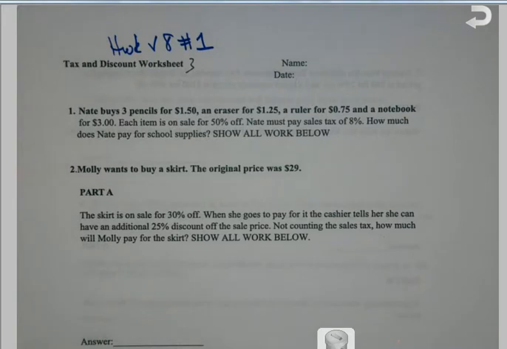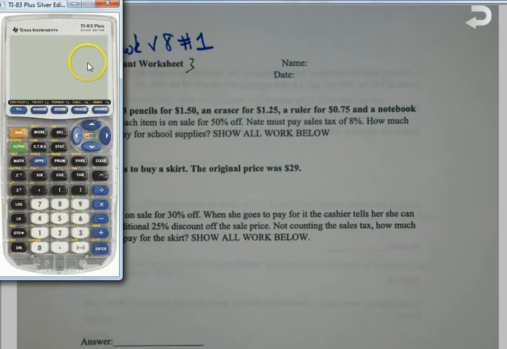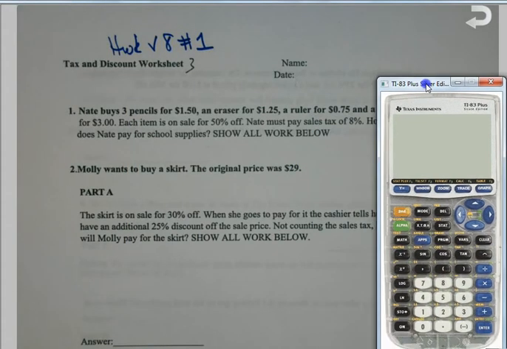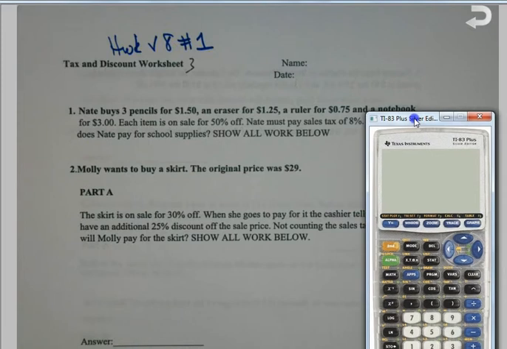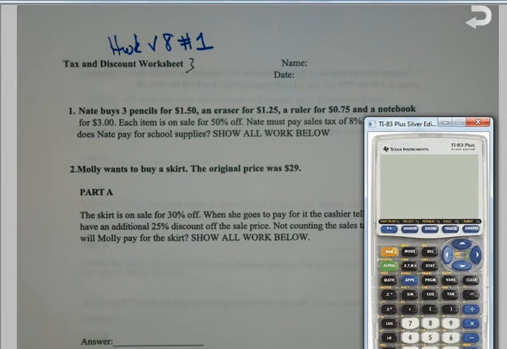Okay, so here's the first thing we've got to do. We don't even know how much Nate spent on all this stuff to begin with. So it's kind of important for us to figure out how much he was spending before this discount takes place. We've got to add it all up. So let's see here. We've got $1.50, $1.25, 75 cents, and a notebook for $3.